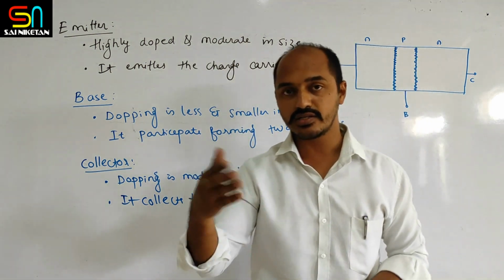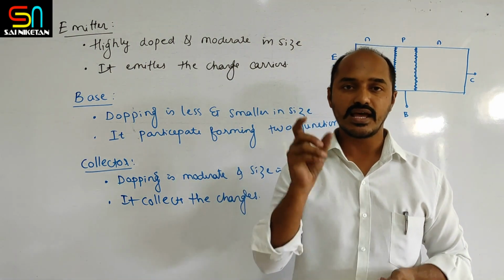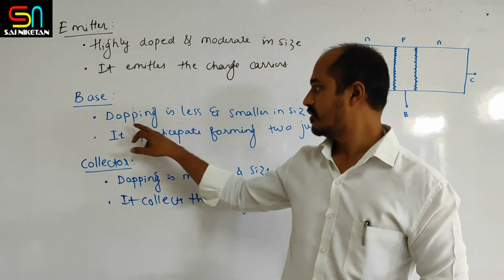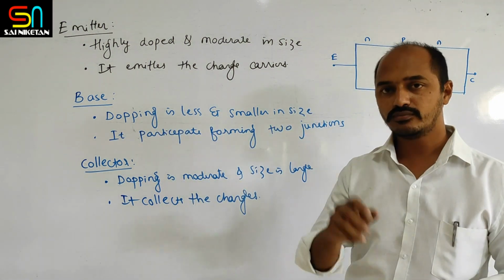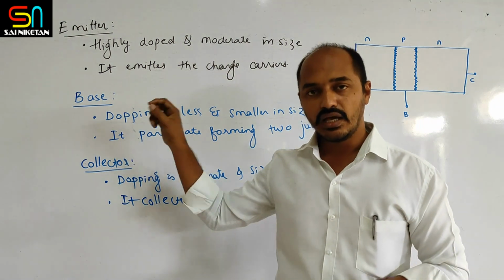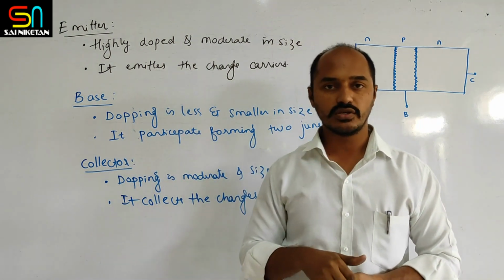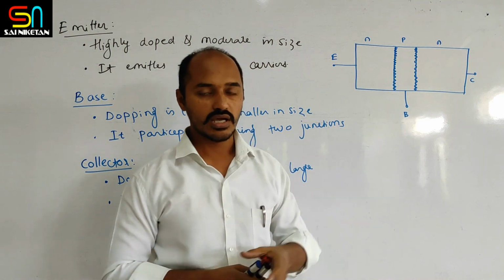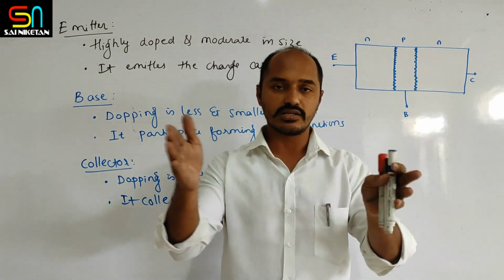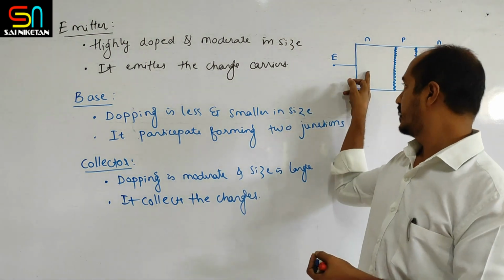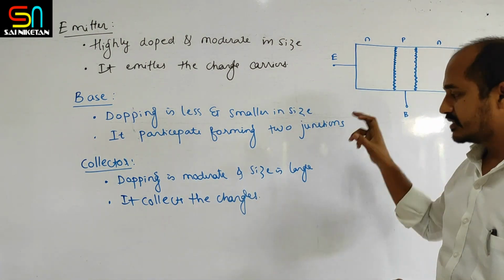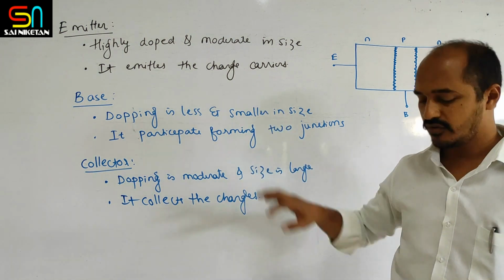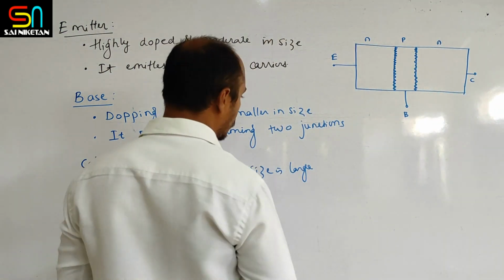So emitter emits the charges, and here doping is more, as well as its size is moderate. And talking about the base, size is very small and doping is also less. And you can say it participates in forming two junctions. Those junctions are EB and CB, emitter base junction and collector base junction. And talking about the collector, its size is quite larger compared to both the regions, and here doping is moderate. So these are the points you have to remember while defining emitter, collector, and base.